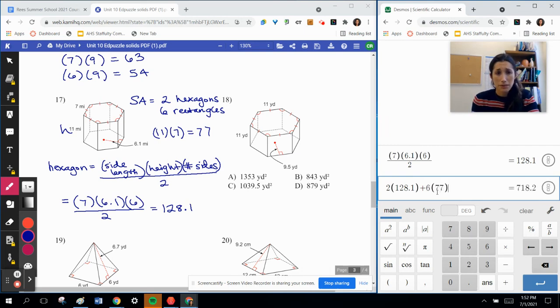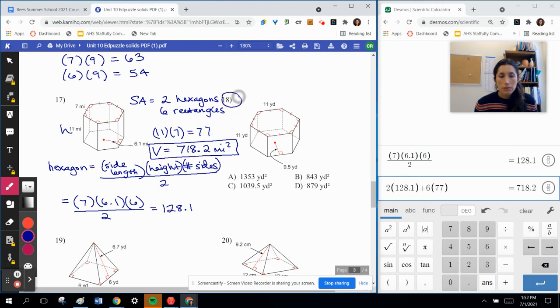I'm running out of space to write my volume here. So the volume, when I add together all of those pieces, it's going to be 718.2 miles squared. Okay, go ahead and find the surface area for question 18.